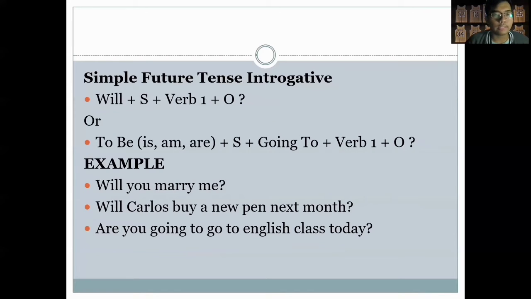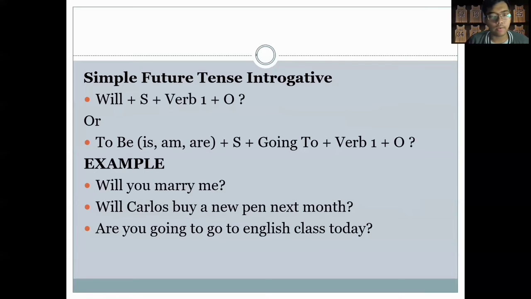And then continue with simple future tense in interrogative. The formula is will plus subject plus verb 1 and then plus the object, or to be, like is, am, are, plus subject plus going to plus verb 1 and then plus the object. For example, will you marry me? In here you put will at first in the sentence, and then you put subject like you, and then verb 1, marry, and the object is me. Don't forget to put question mark in the end because this is interrogative sentence.